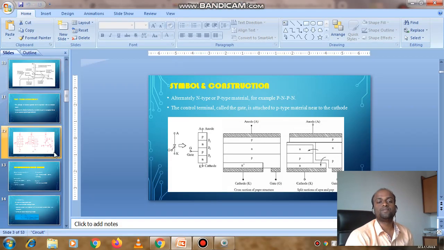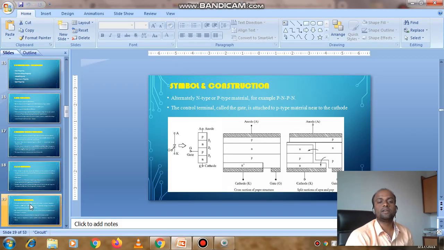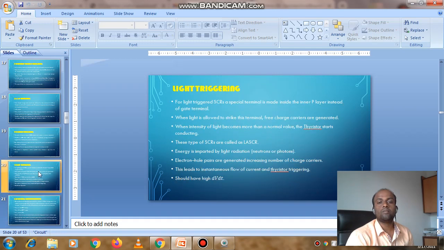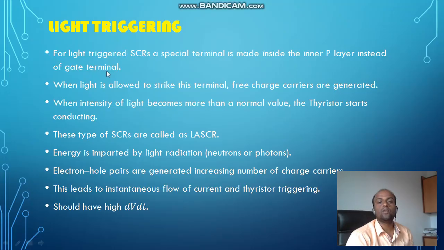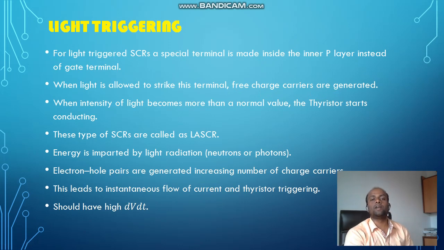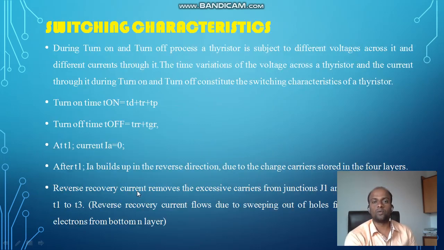Now, when light is allowed to strike this terminal, free charge carriers, electrons and holes, are generated, similar to when we give a gate pulse. When the intensity of light becomes more than a normal value, the thyristor starts conducting. This type of thyristor is called LASCR. Energy is imparted by light radiations, and electron-hole pairs are generated, increasing the number of charge carriers. These lead to instantaneous turn-on.